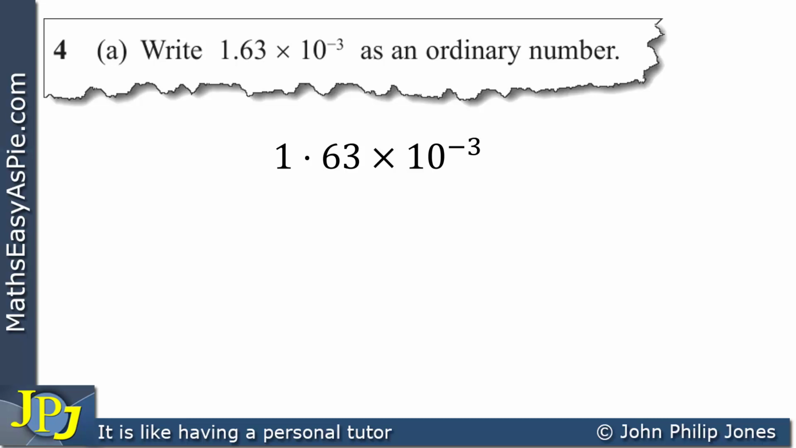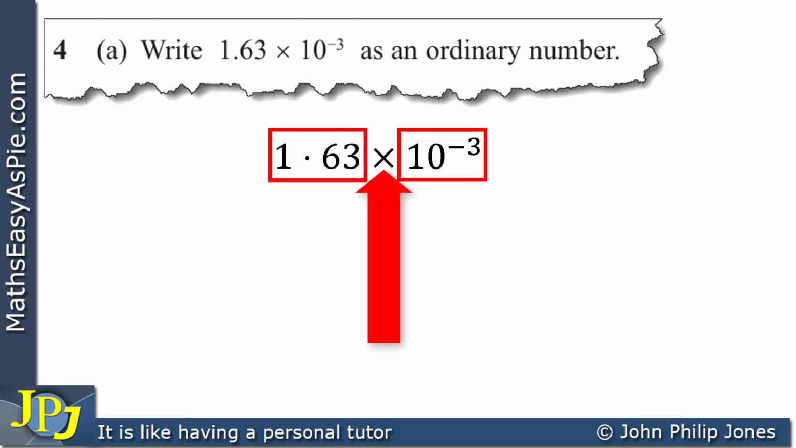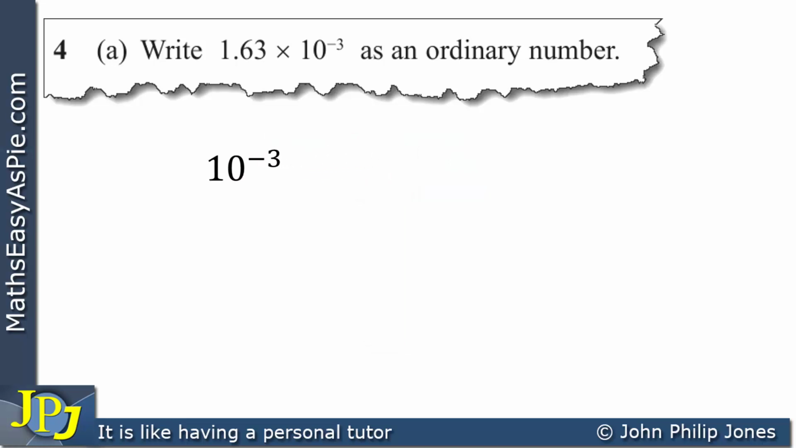And we can see that this number is in two parts. We have this part of the number, 1.63, and we have this part, 10 to the minus 3. And you can see in the center, we're multiplying these two parts together. I'm now going to concentrate on the 10 to the minus 3.